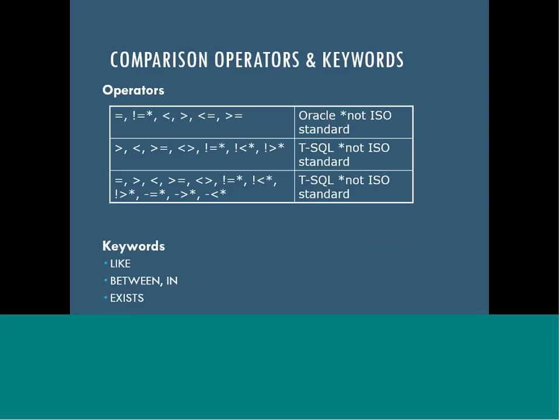Comparison operators and keywords. Basically, comparison operators, of course, are used if you want to write a statement wherein you are comparing two values. Then you can use these operators like greater than, less than, greater than or equal to, less than or equal to, and so on. All right. Of course, we also have these keywords which we use, like BETWEEN, IN, EXISTS.